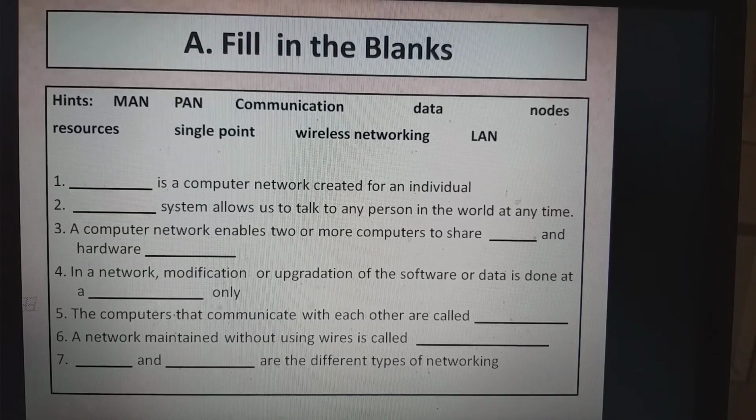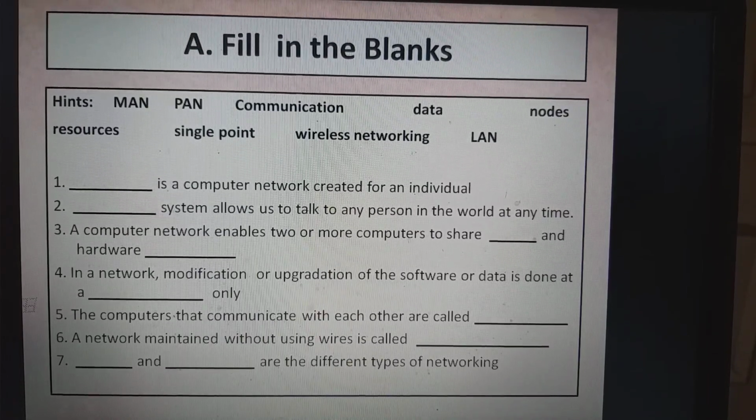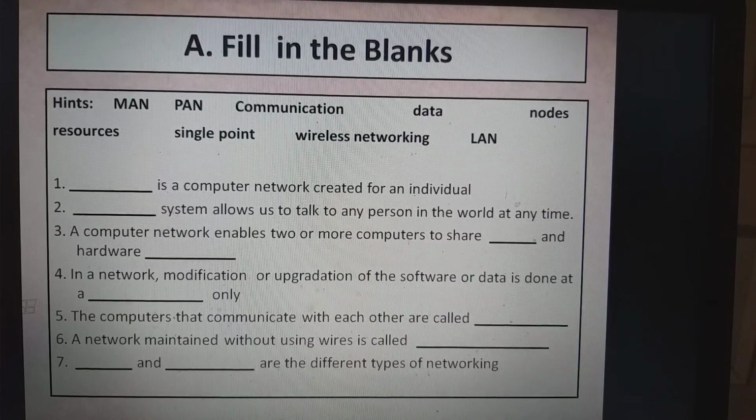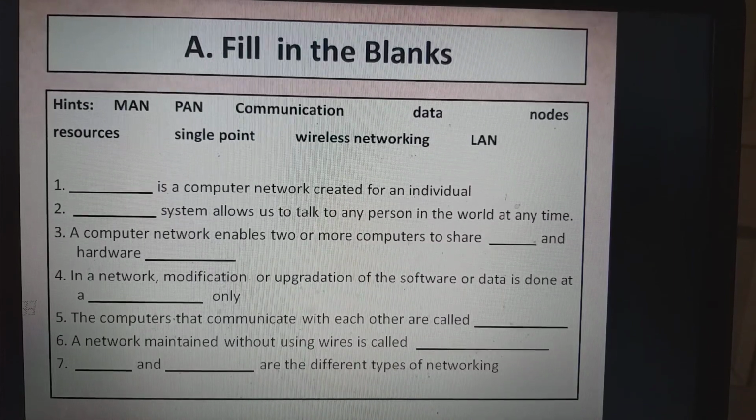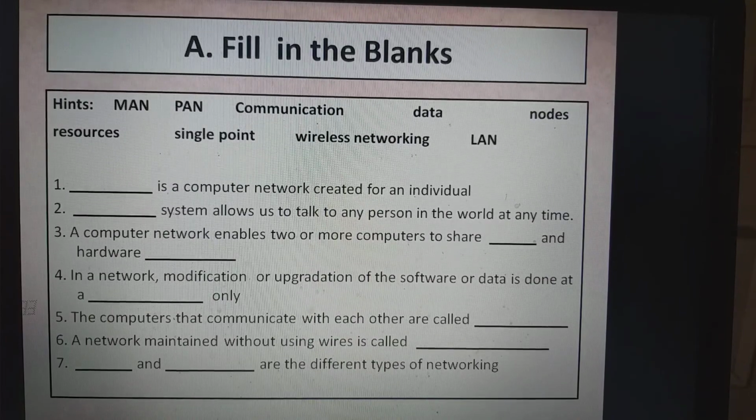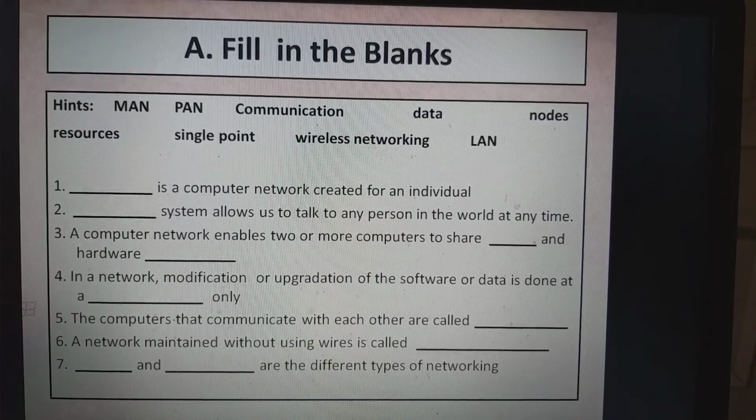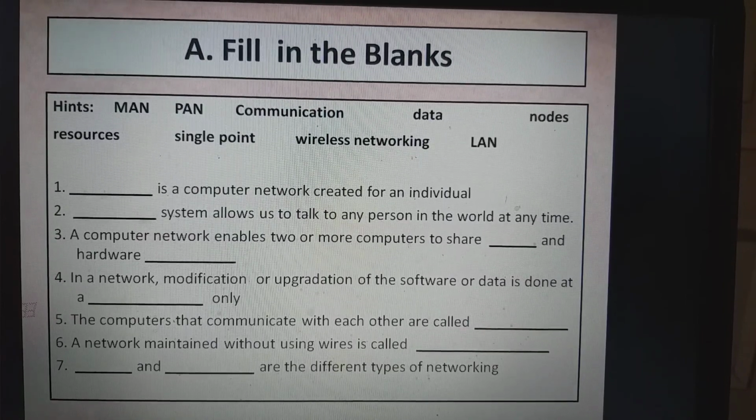Number 6. A network maintained without using wires is called dash. So, without wires, it will be wireless networking. Number 7. Dash and dash are the different types of networking. So, from the hint you have to find out. What will be the answer? It will be LAN and MAN.